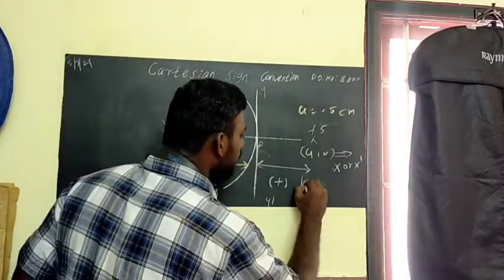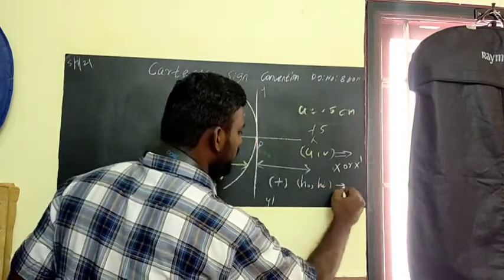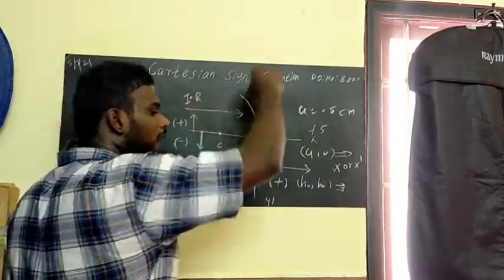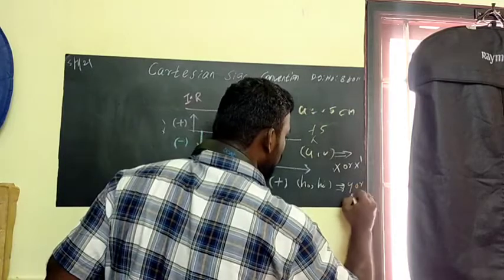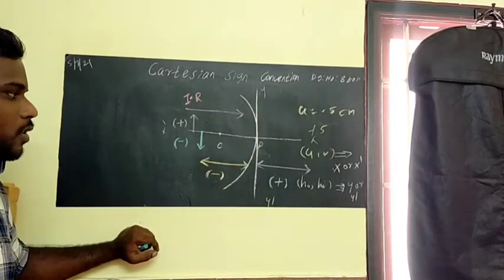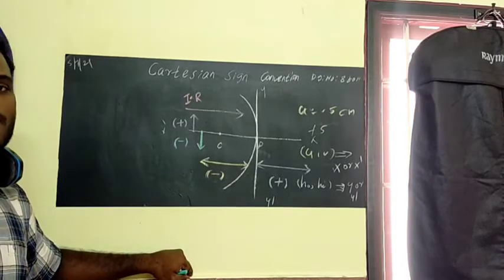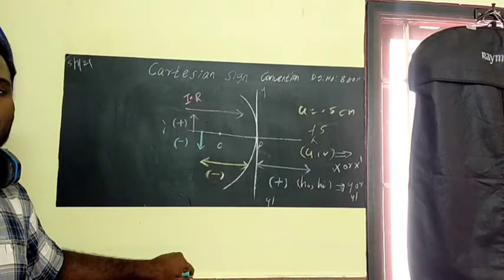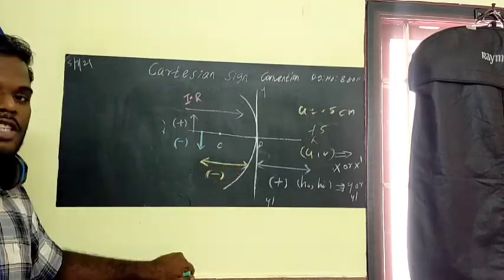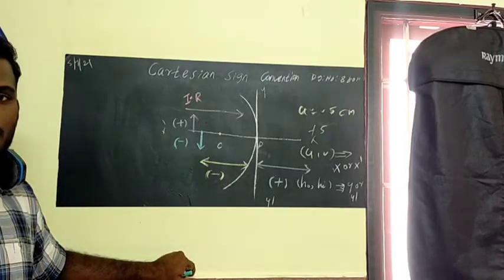Next one, height of the object or height of the image. We should always measure only in the y axis, which means I can take y or y dash. Is that clear? So these are the sign convention rules. With the help of sign conventions, we can locate the size of the image, size of the object, position of the image and position of the object. All those things we can learn from the Cartesian sign convention. Is that clear?